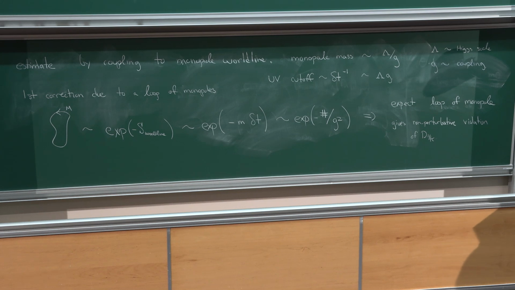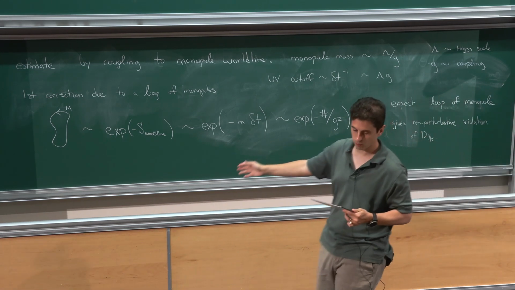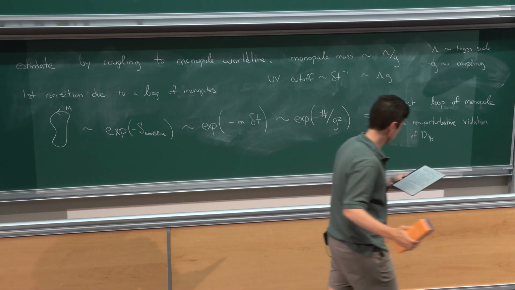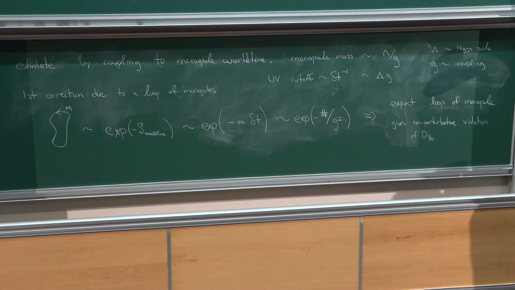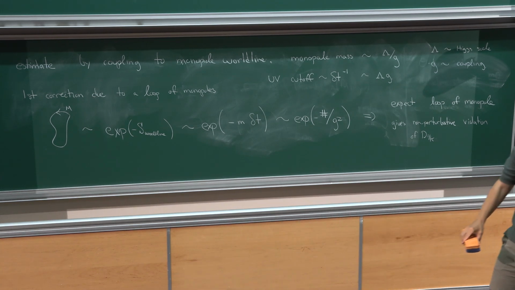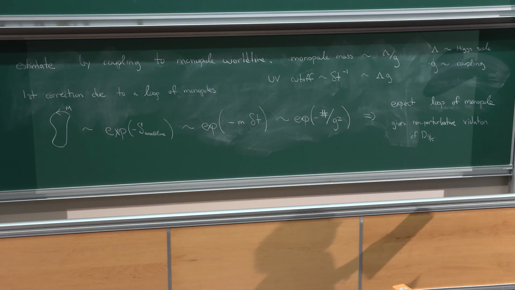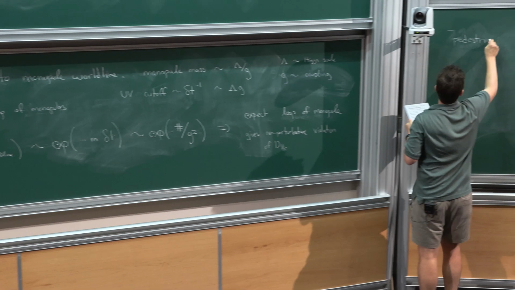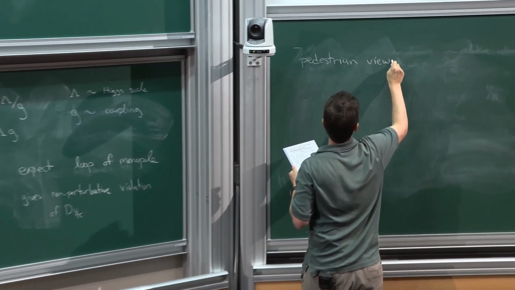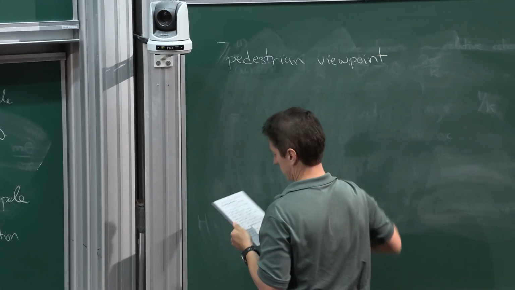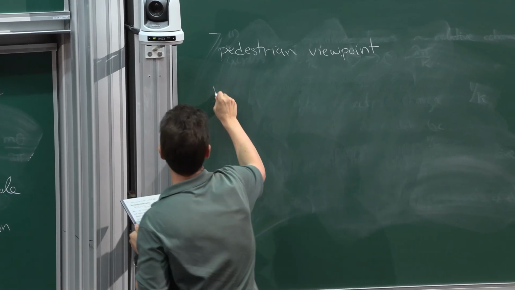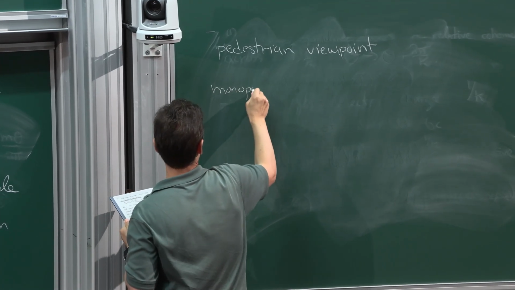Now, this sounds a little bit slippery. What's a more pedestrian viewpoint? Where would those non-perturbative violations naturally come from? Well, actually something very familiar. Okay. So the monopole arises in non-abelian gauge theory.